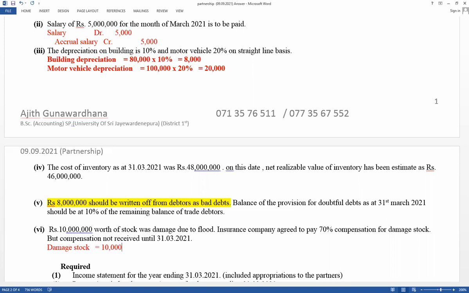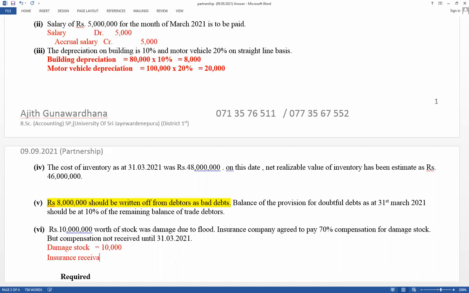Then damage උනාට ඔක්කොම අපිට loss එකක් වෙන්නේ නැහැ. Reason insurance company agreed to pay as a compensation. Therefore insurance receivable. අපි insure කරලා තිබෙන නිසා insurance company අපිට දෙනවා බලන්න 70% claim කරනවා. ඔක්කොම claim කරන්නේ නැහැ. Therefore this is the insurance receivable 7,000.